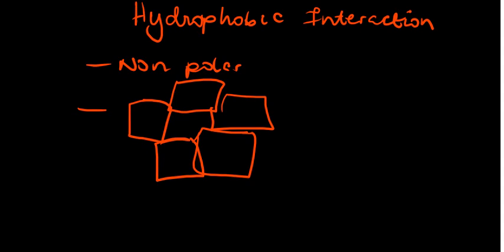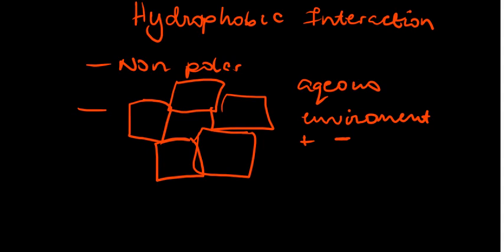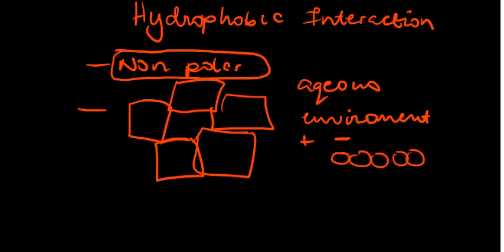Okay, so in an aqueous environment, what you notice is that it's an environment where you have positive charges and negative charges. Now because this atom is non-polar, it means it has no charge at all. They'll come together because they repel. So the best example I can give is a phospholipid bilayer.